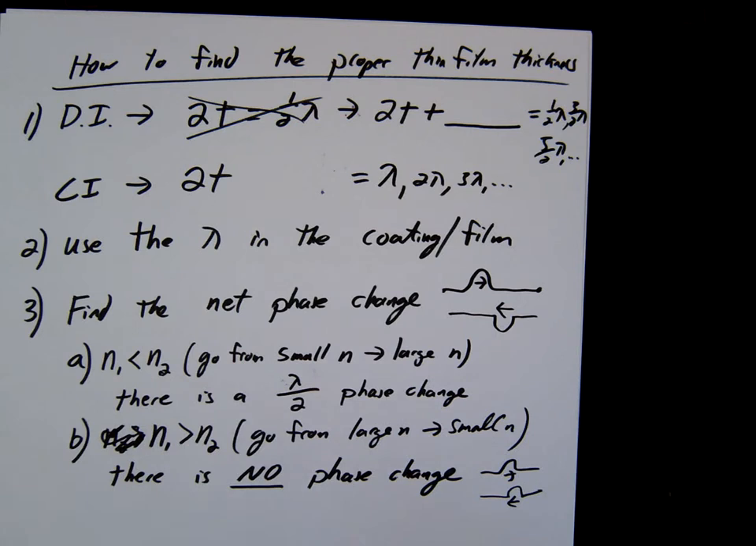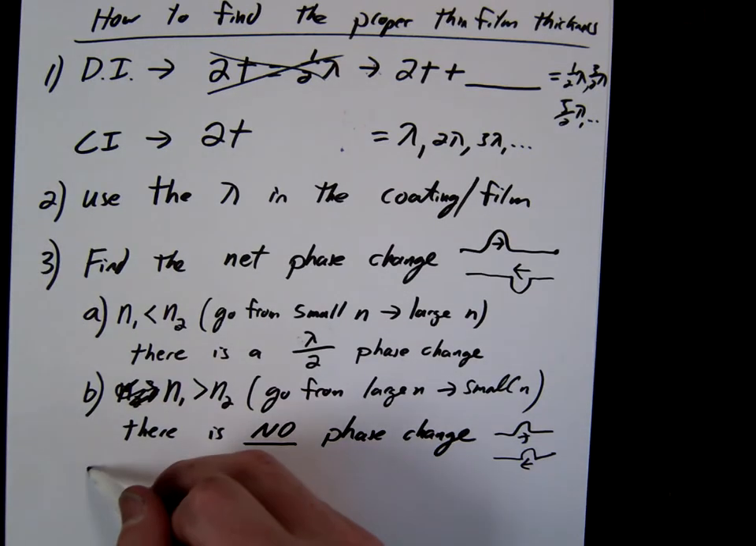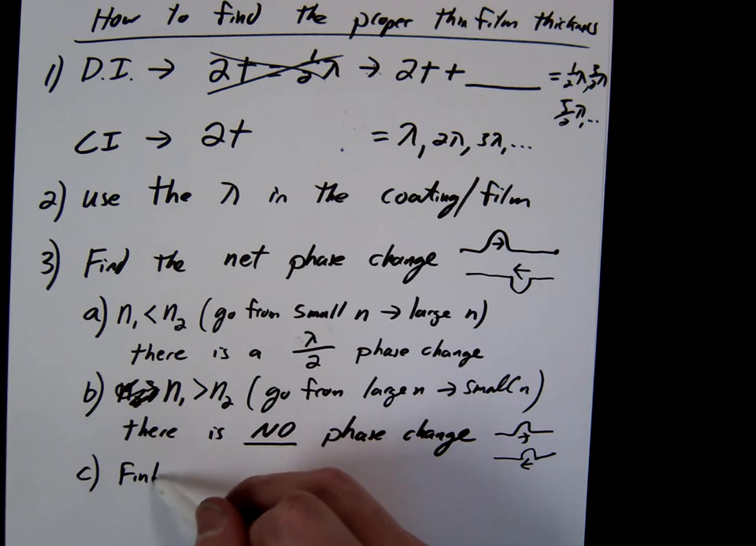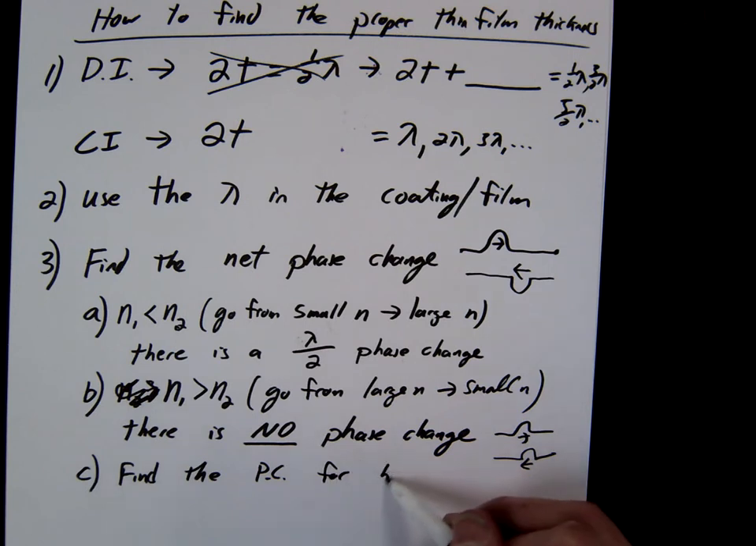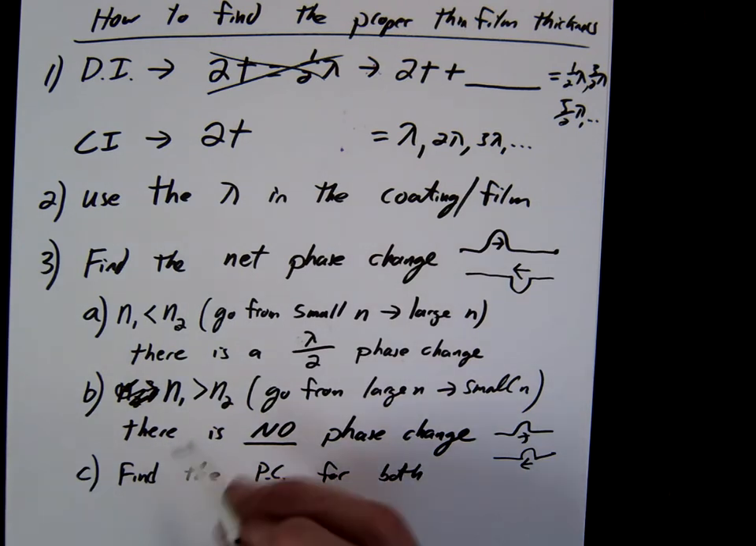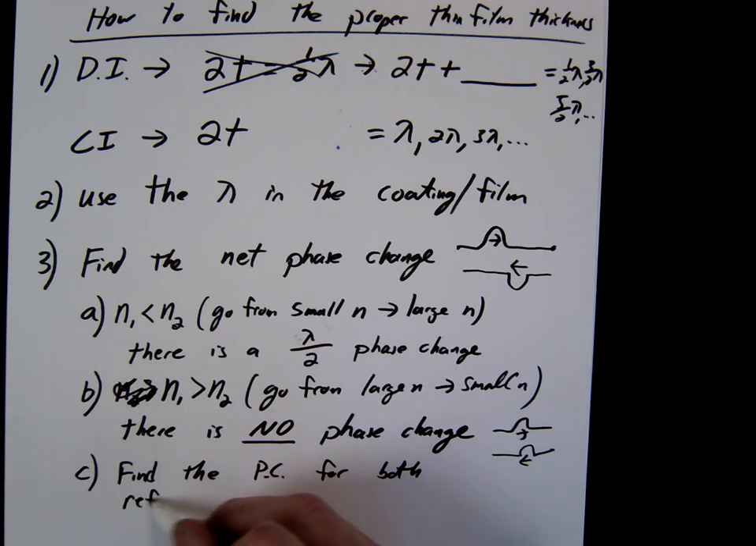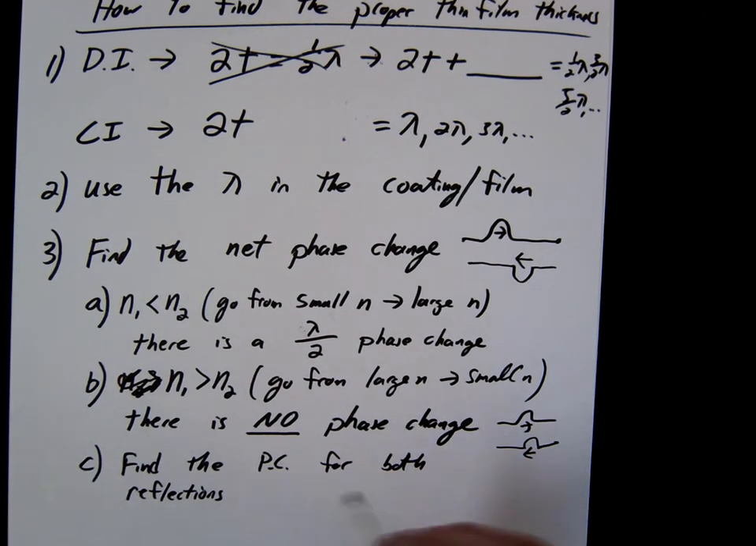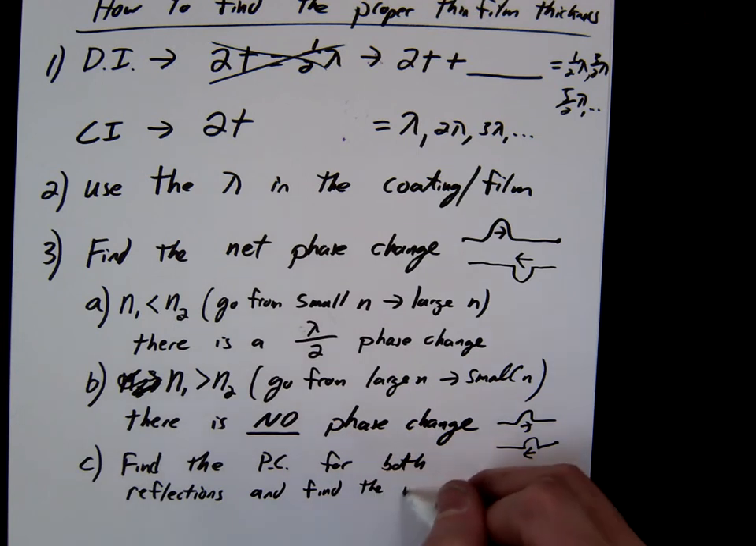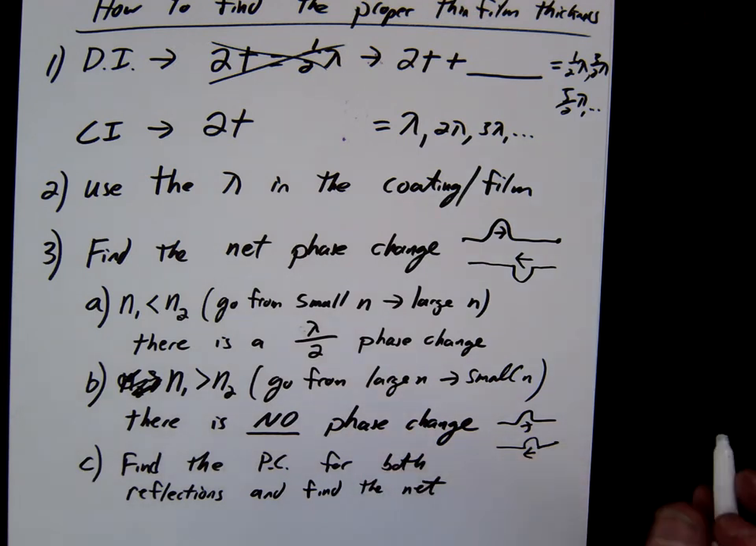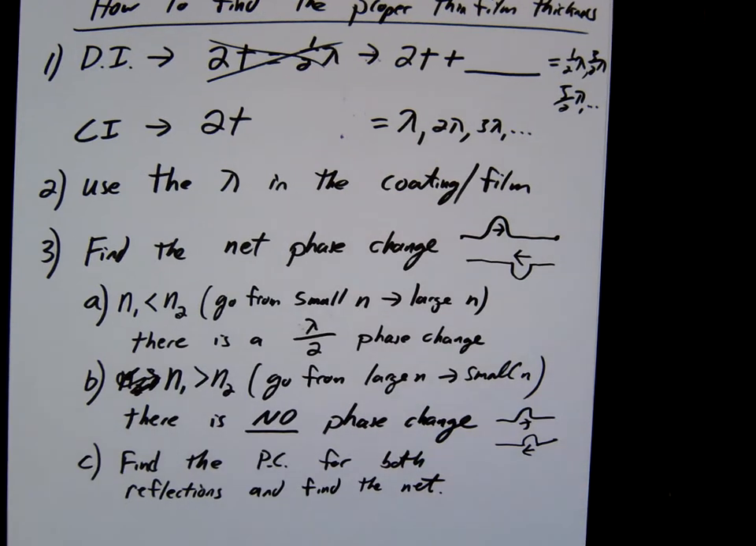Okay, so then we're going to find the net. So basically we're going to find the phase change on both boundaries. Both reflections. So look at it on both boundaries and then find the net. PC stands for phase change. I'm just tired of writing phase change over and over. PC. Find the phase change for both reflections and then find the net.